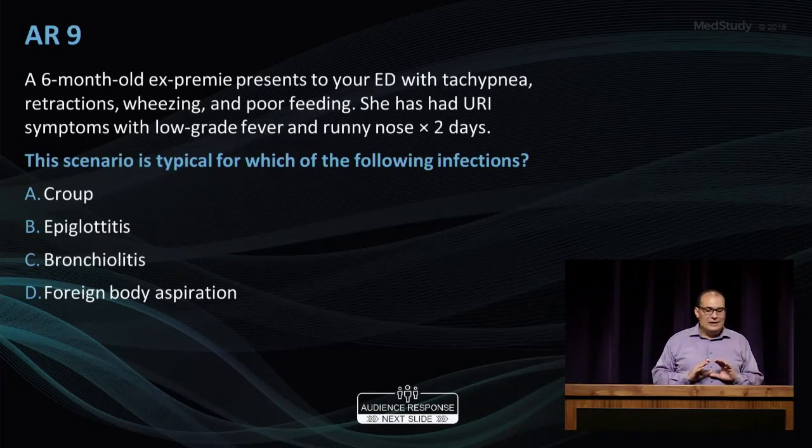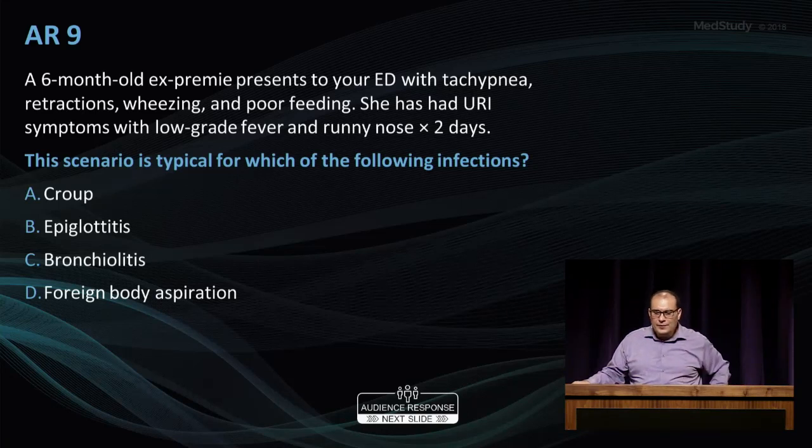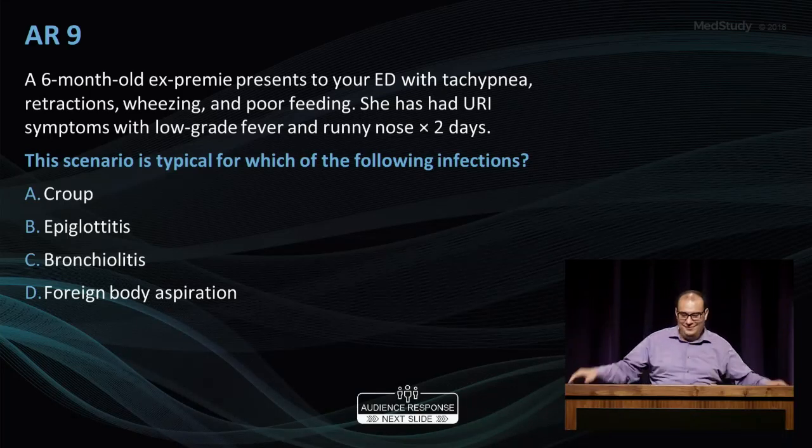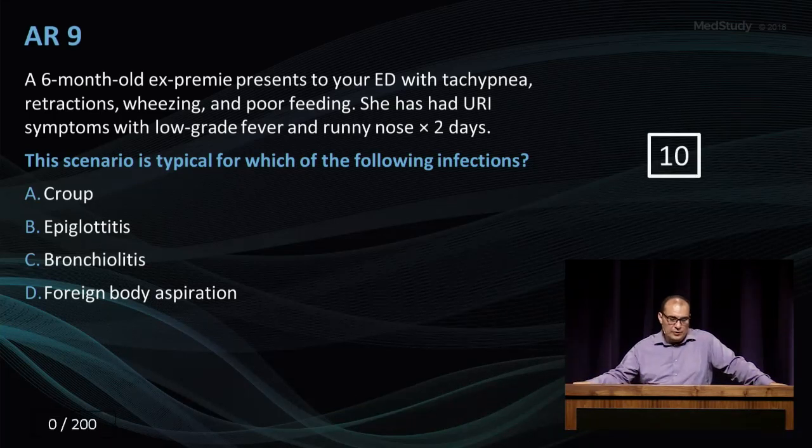Okay? A 6-month-old presents to your emergency room with tachypnea, retractions, wheezing, poor feeding. She had URI symptoms with low-grade fever and runny nose for 2 days. No stridor, we're done. The scenario is typical for which of the following infections? Croup, epiglottitis, bronchiolitis, foreign body, aspiration.